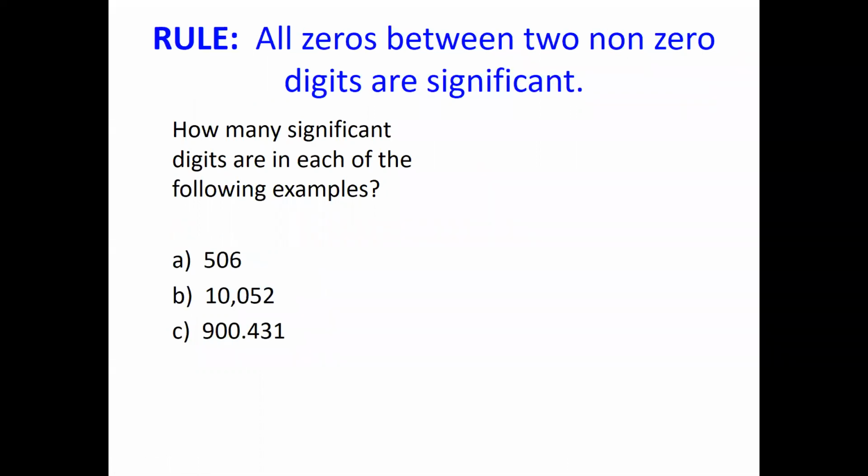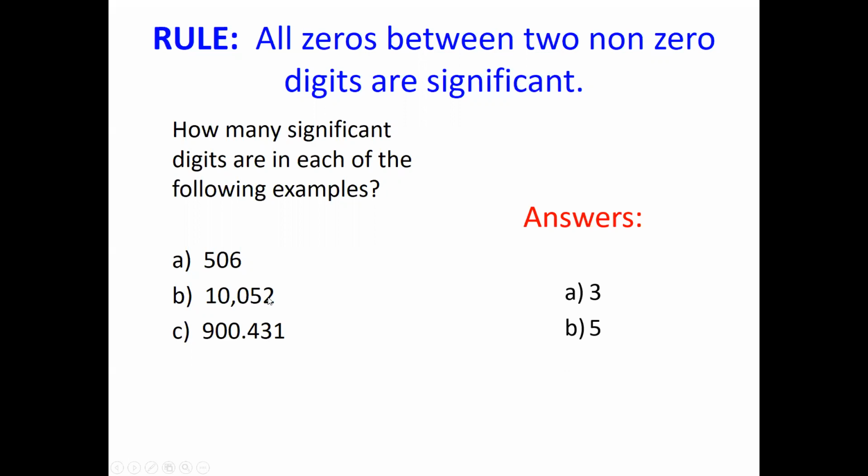The next rule is all zeros between 2 non-zero digits are significant. So I call these sandwiched zeros. You see how those zeros are sandwiched between non-zero numbers. Any zero that is sandwiched between non-zero numbers is considered to be significant. So this zero, because it's between the 5 and the 6, that would have 3 significant figures. B, once again, these zeros are between non-zero numbers, so they're considered significant. So this one would have 5 significant figures.